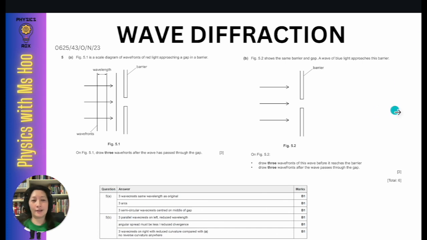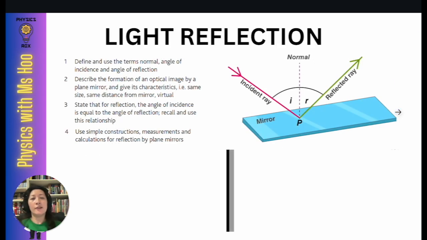Right, let's not dawdle on this. Let's move on to the next. So next we go into light, starting off first with light reflection. Light reflection is also a wave reflection. Therefore, it also follows the law of reflection.